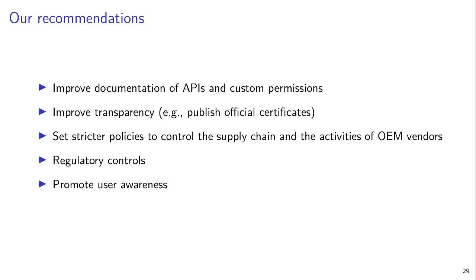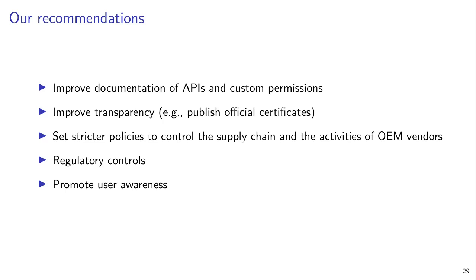Now we have other recommendations, and the first one might be a bit obvious, but it's necessary to improve the documentation of APIs and custom permissions. We have thousands of such APIs and custom permissions. We don't know who put them there. We don't know what they enable. We don't know who can access them. This is a huge, huge problem that we need to solve.